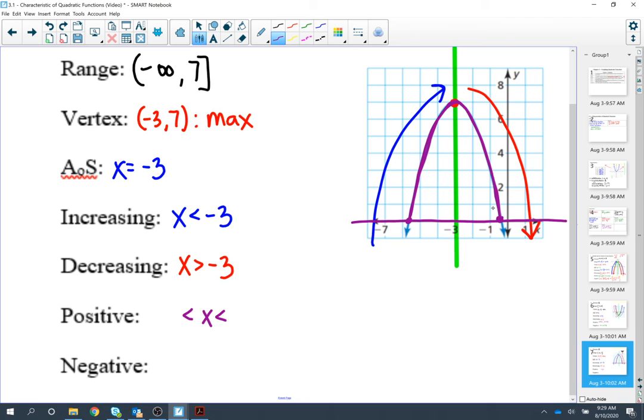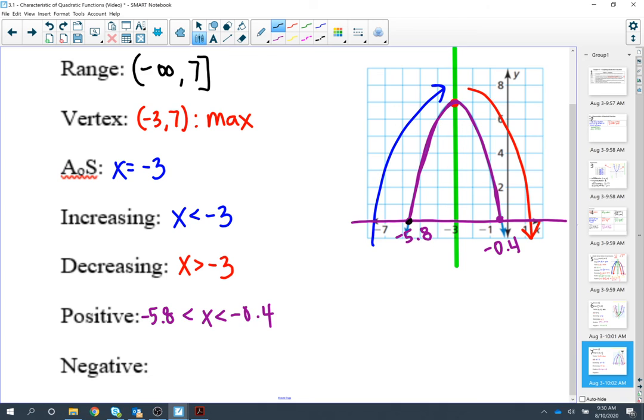Again, on this one, we're going to have to estimate it. So -3, -4, -5, -6, -7. So this is like -5.9, -5.8, something in that ballpark. And then here's 0, -1, -2. So this is negative, I don't know, I'm thinking 0.4, as long as you're close. So positive from -5.8 to -0.4.